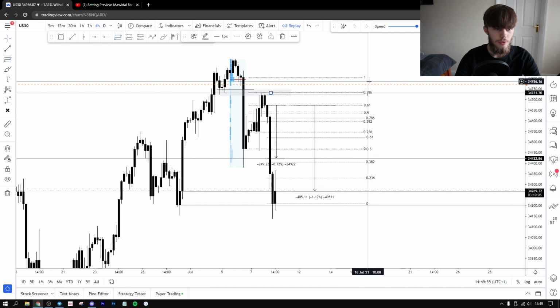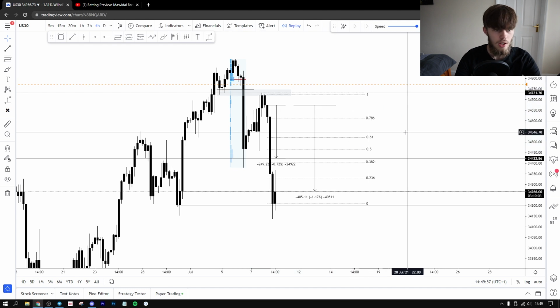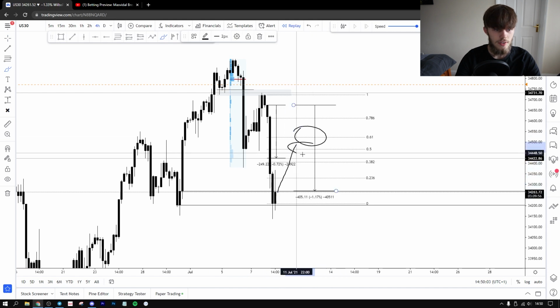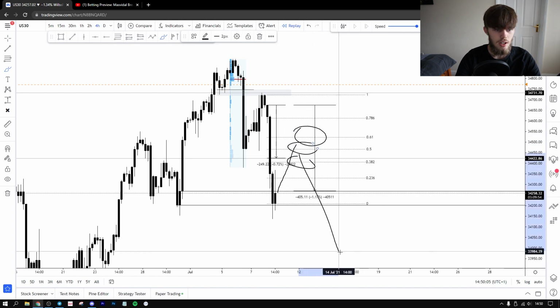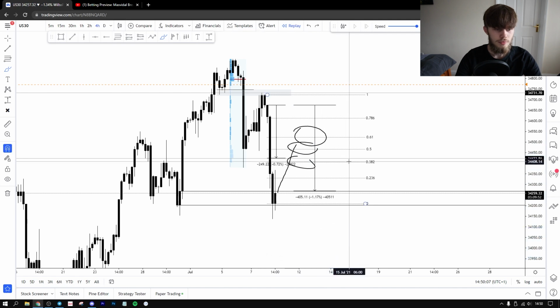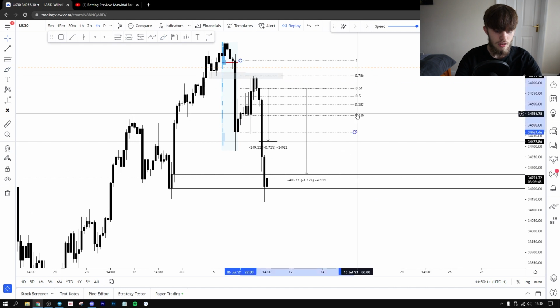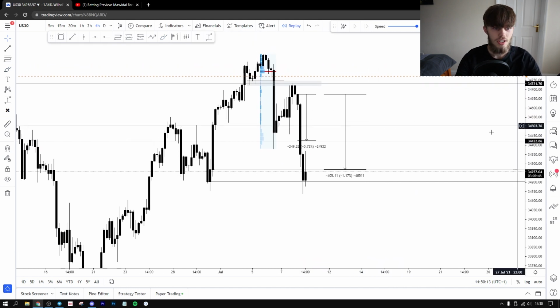So if we remove the first fib from up here, what can we see? Price could come back to one of these areas, 50%, 38.2%, and then continue to the downside. But because we do have a lot of bearish momentum currently, we could see price just continue to the downside.